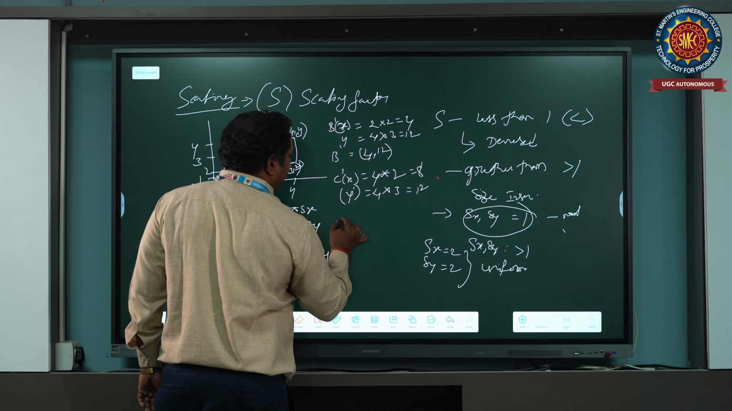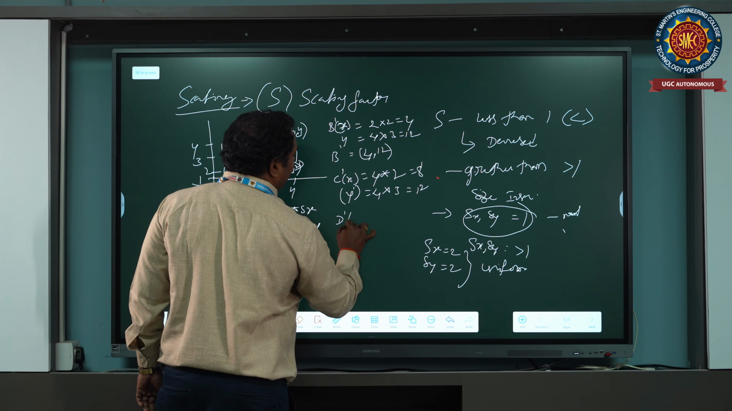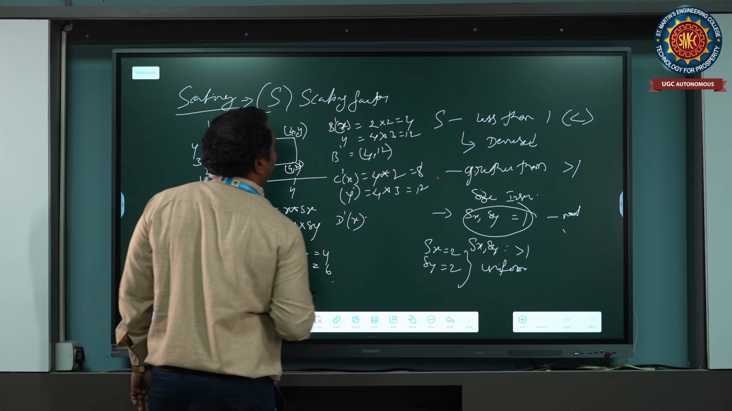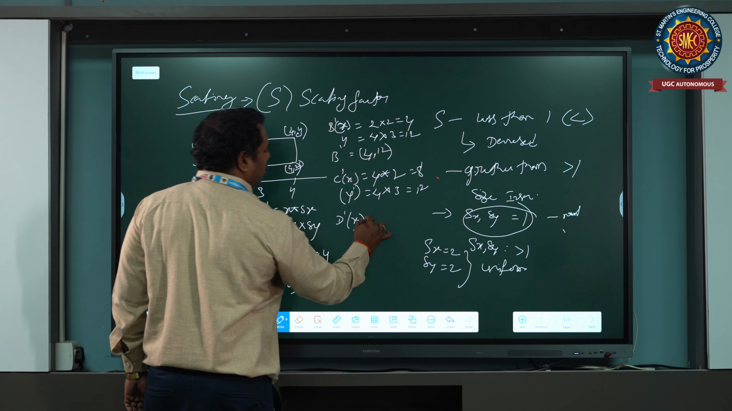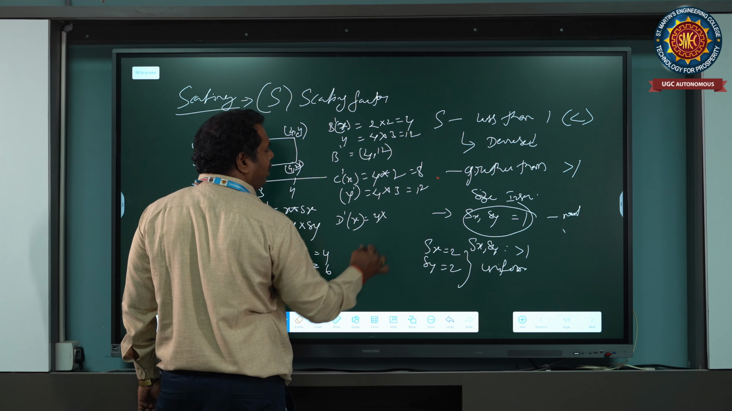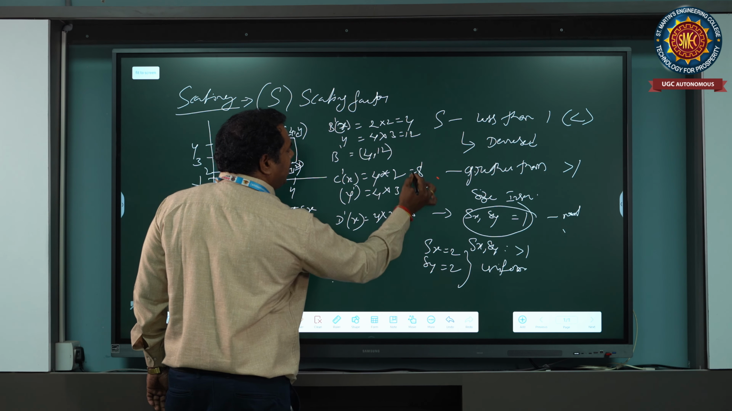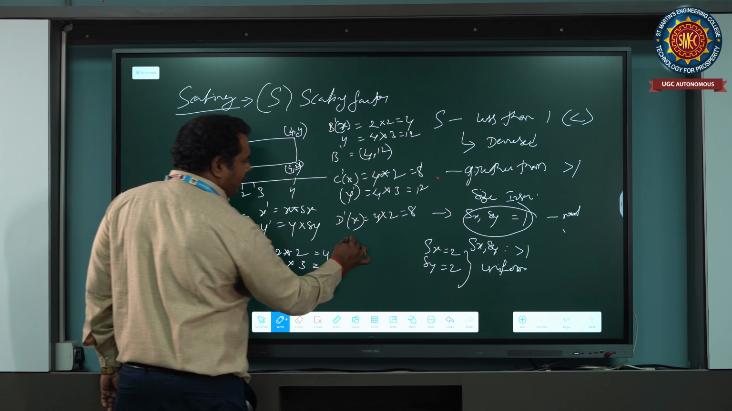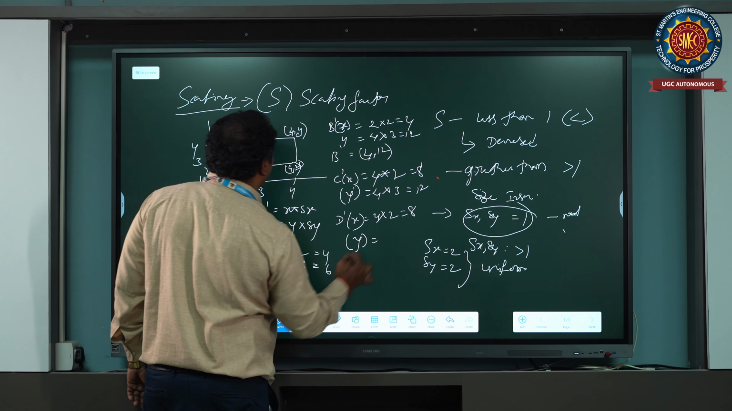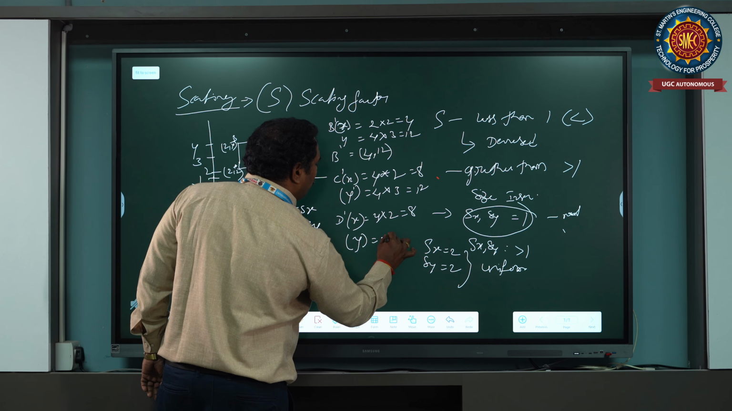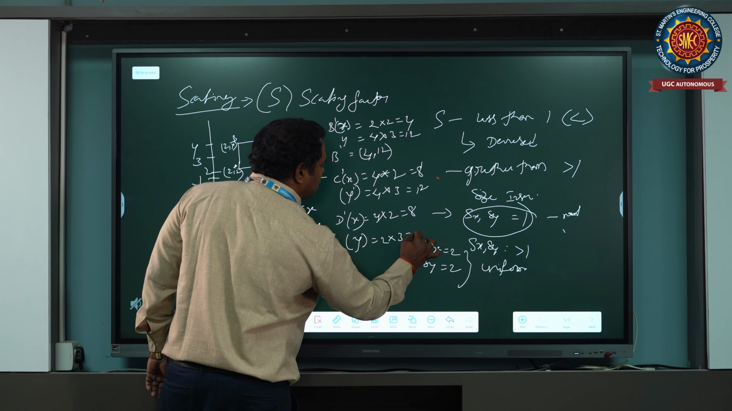The next one is to find the D bar value. D bar of x: the x value is 4 and Sx value is 2, so it is 8. Then the y bar is the y value 2 into 3, which is 6.